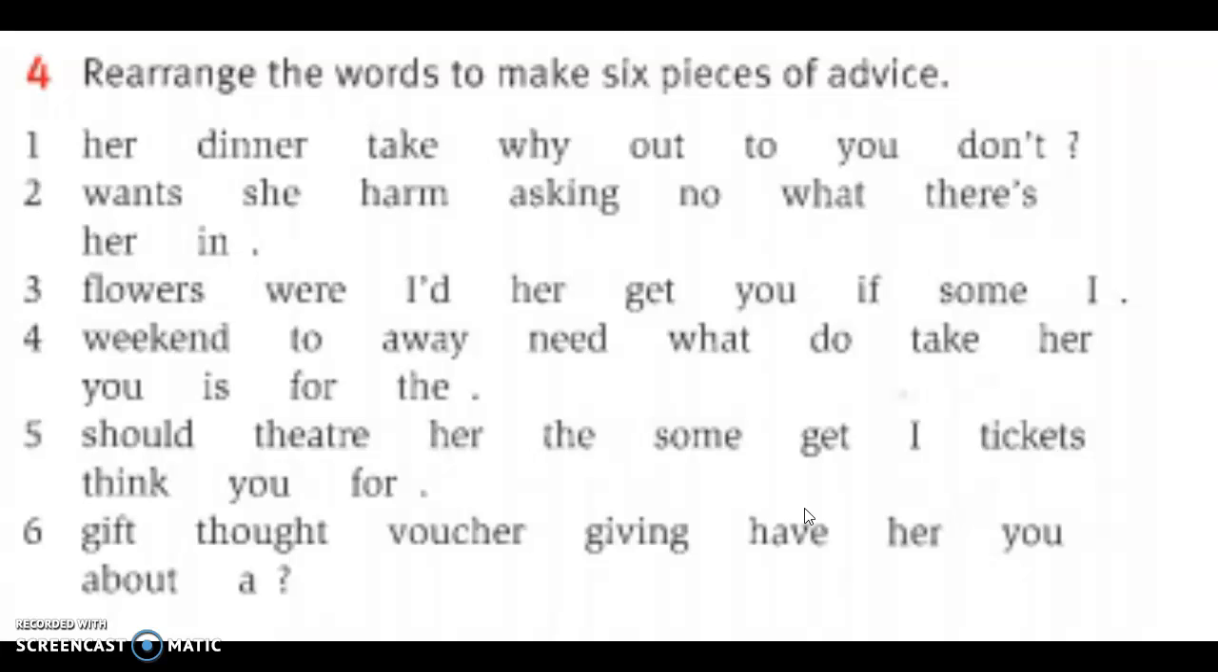Now it's time for some controlled practice. So exercise 4 asks the students to rearrange the words to make 6 pieces of advice. So they simply have to unjumble the sentences to make advice. Okay, so do the first one as an example, get the students to do number 1. And when you've checked that that's correct, they can do the others.